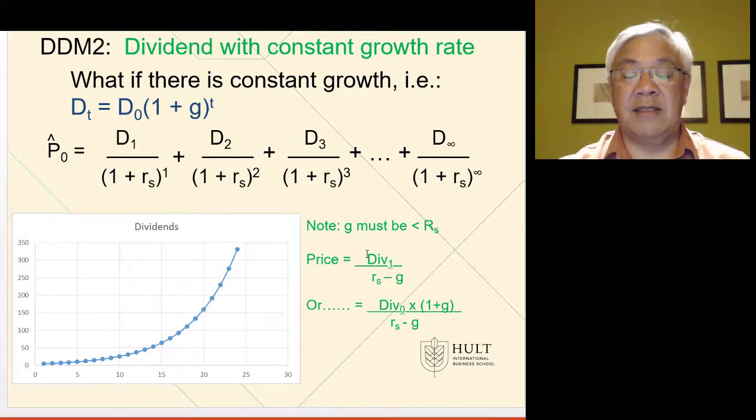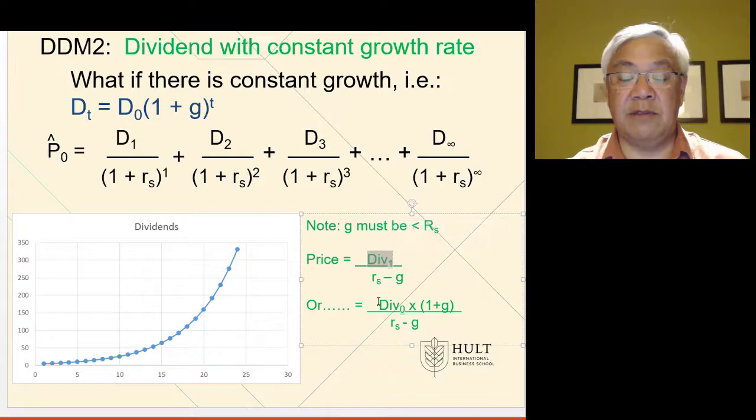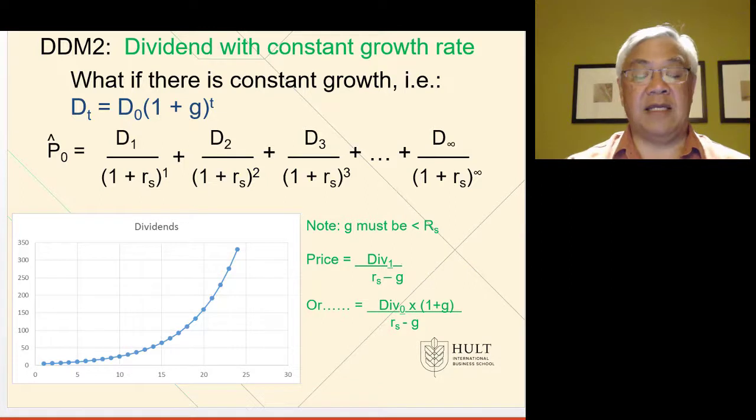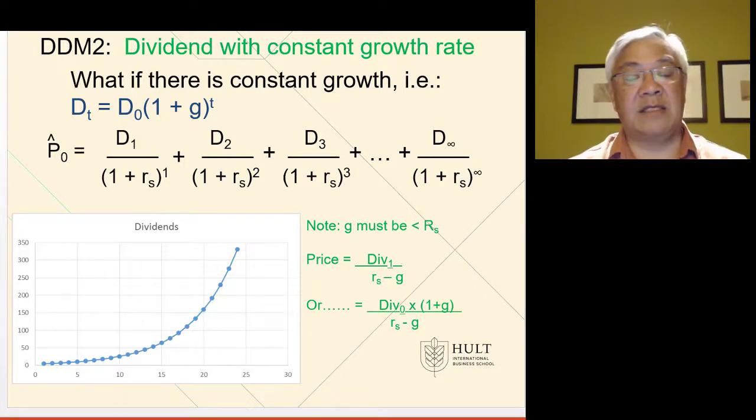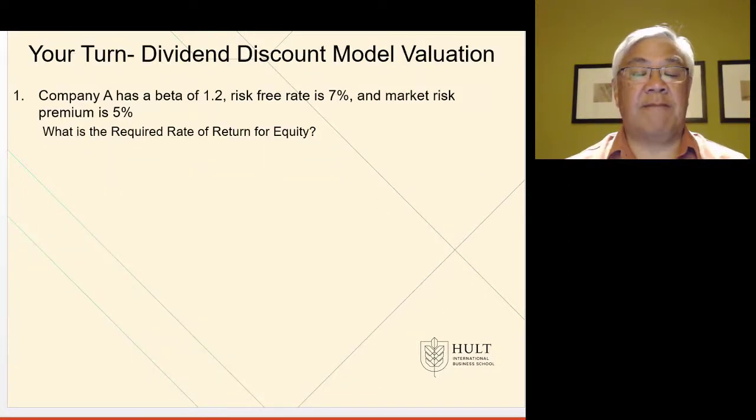Another way to look at it is dividend at time 1 divided by rs minus g is the price at time 0. Those are two ways to derive the same idea, because D1 is equal to D0 growing in 1 year. So that is the DDM with a constant growth rate. So let's try it out.